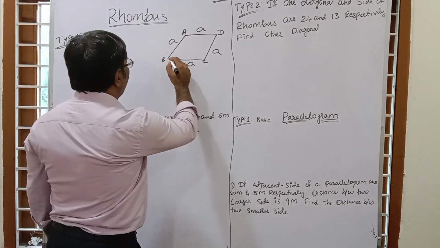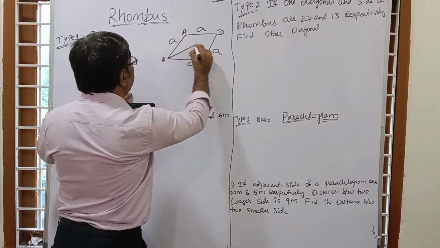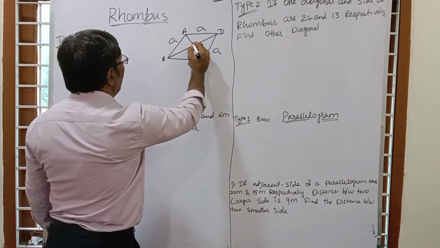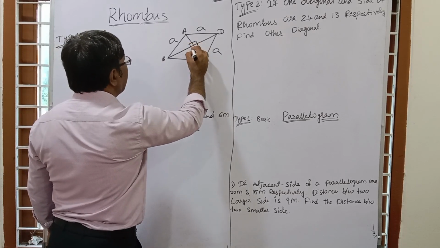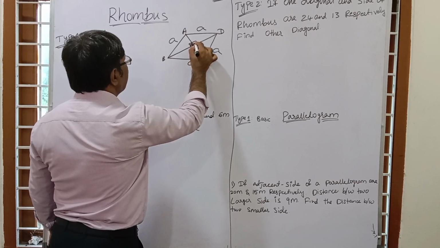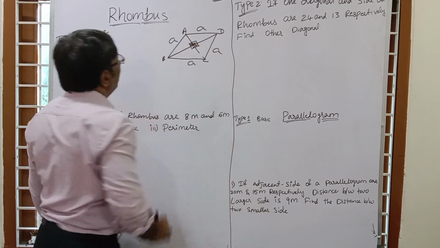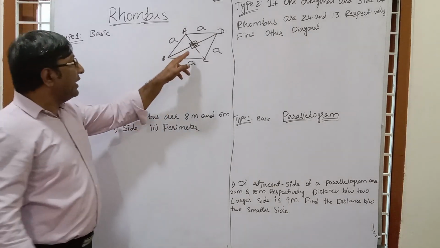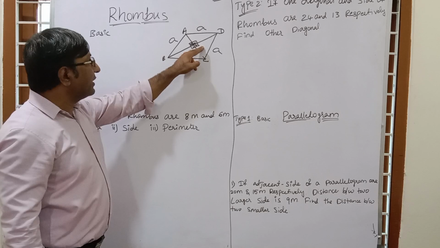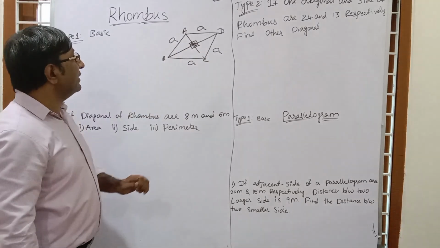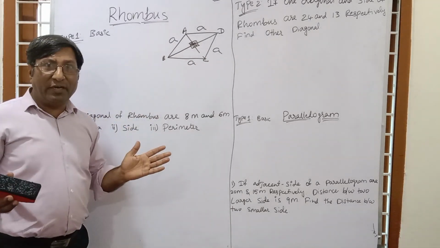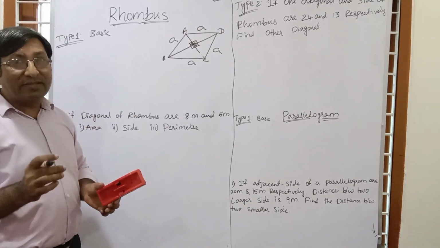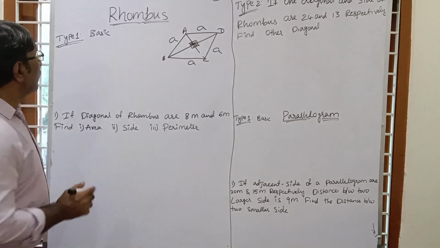All sides are equal, and for the diagonals of the rhombus, suppose BD is one diagonal and AC the second diagonal. The diagonals of a rhombus bisect each other at 90 degrees. That is, angle AOB is 90, this angle is 90 and this angle is 90 degrees. So a rhombus is any four-sided figure which has all sides equal, and the diagonals bisect each other at 90 degrees.